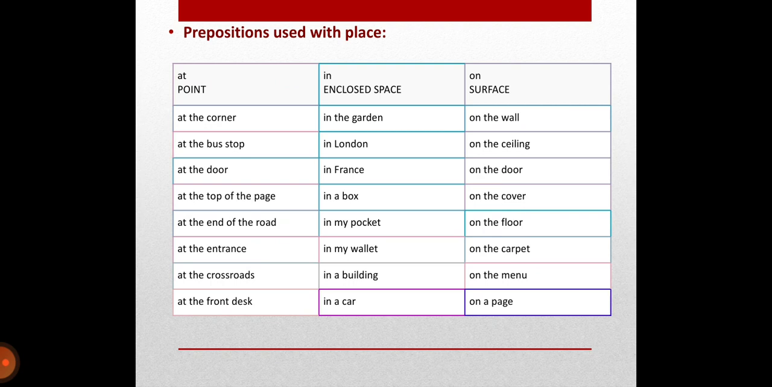etc. As for in, it is used before an enclosed space: in the garden, in London, in France, in a box, in my bucket. On is used to indicate a surface: on the wall, on the ceiling, on the door, on the cover, on the floor.